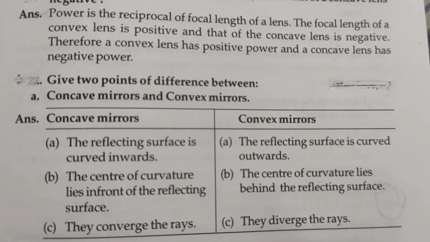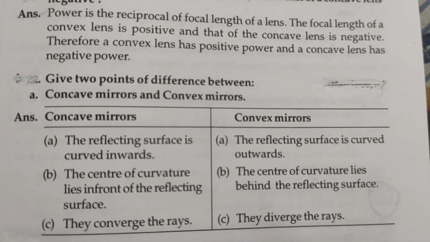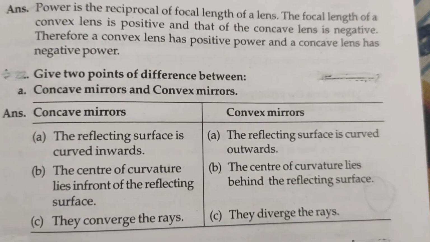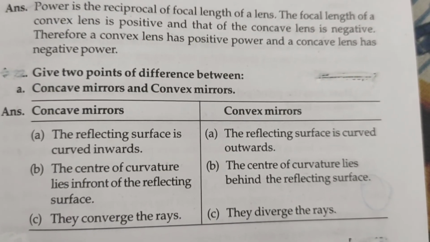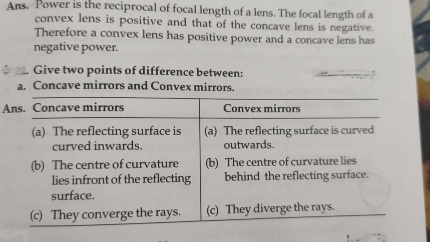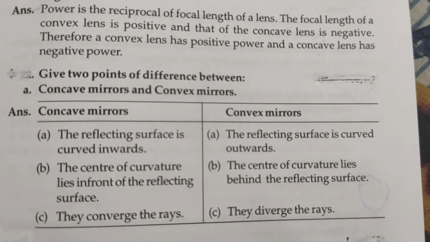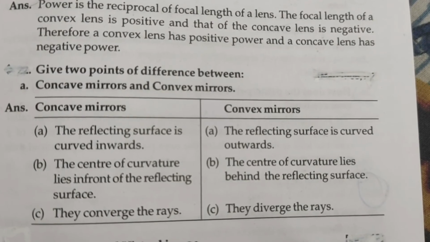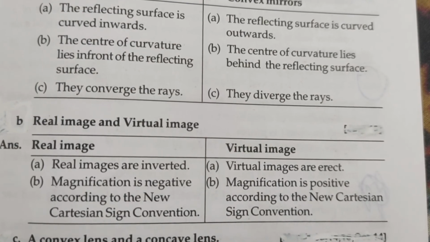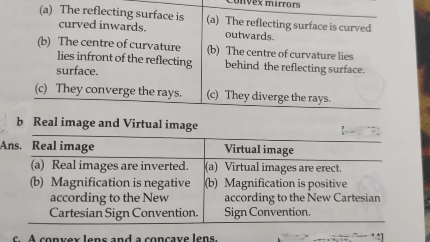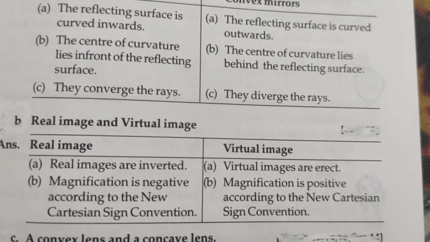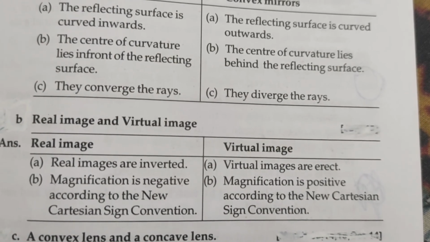Give two differences between concave and convex mirrors. Concave mirror: the reflecting surface is curved inwards; the center of curvature lies in front of the reflecting surface; they converge the rays; they form real and virtual images; real images are inverted; magnification is negative according to the new Cartesian sign convention. Convex mirror: the reflecting surface is curved outwards; the center of curvature lies behind the reflecting surface; they diverge the rays; virtual images are erect; magnification is positive according to the new Cartesian sign convention.